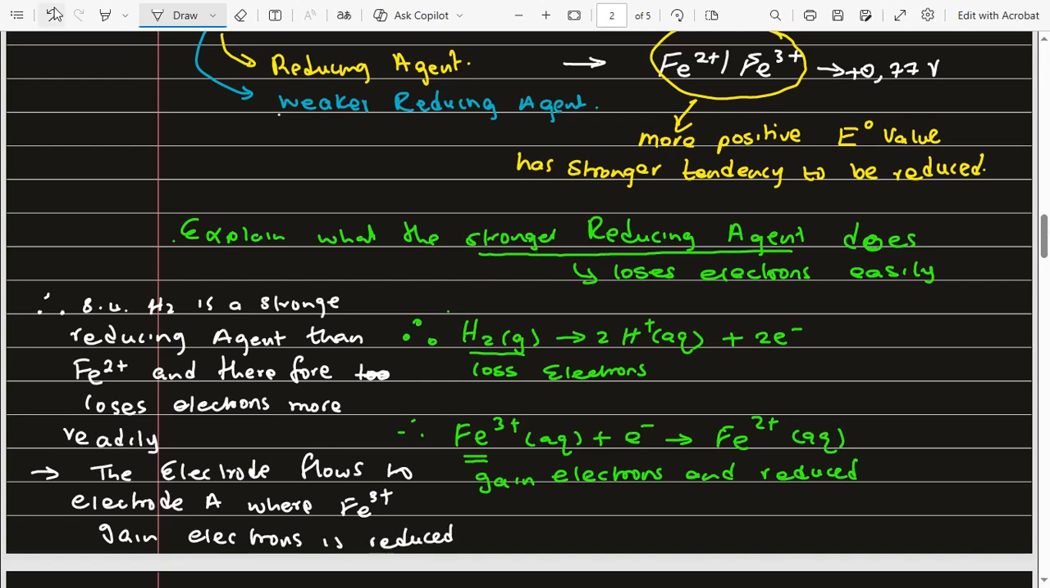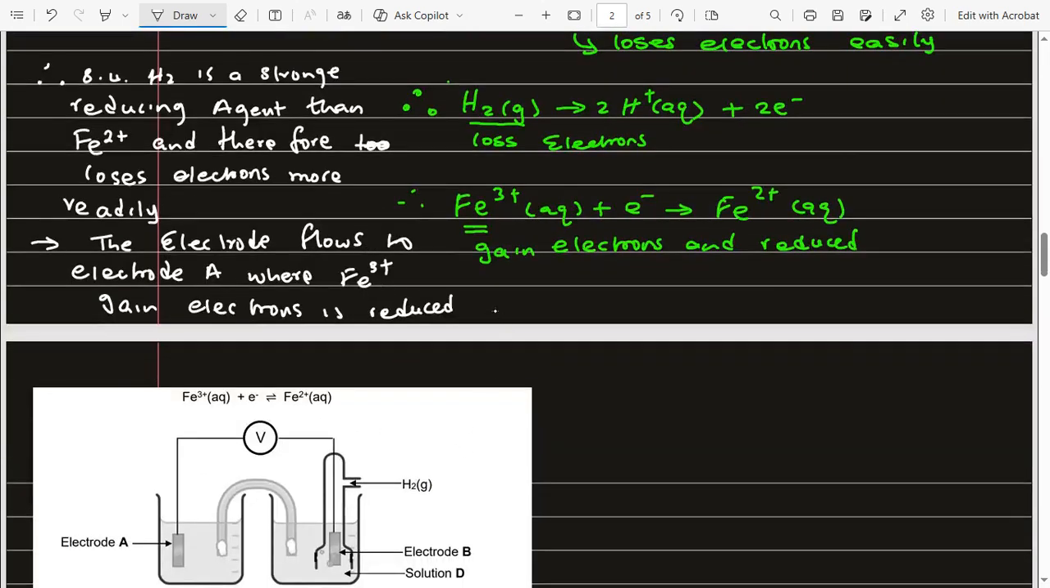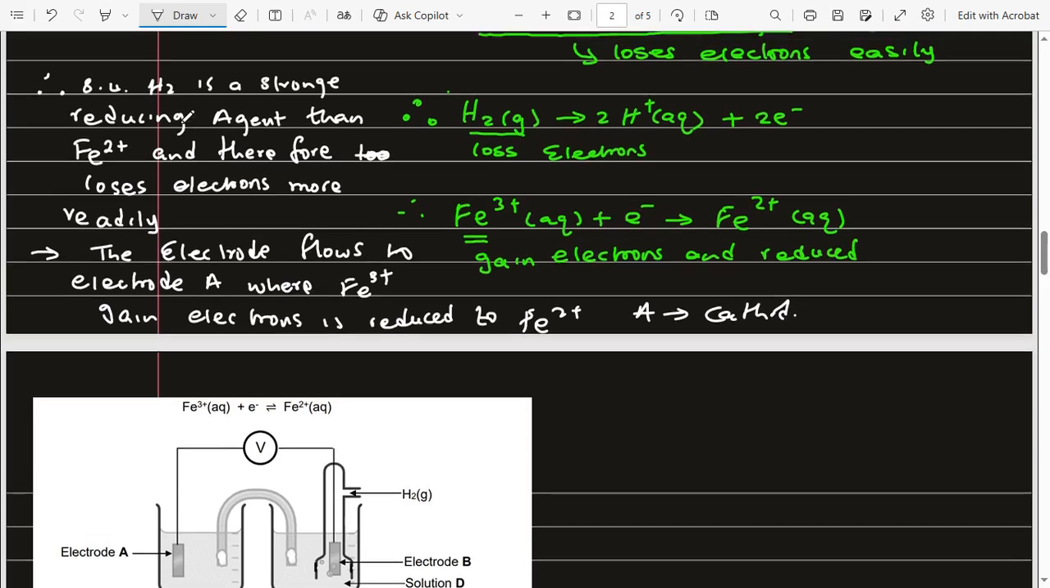Okay, I hope you guys are happy about that answer. I know that we are taking so much time. It's fine, we are learning here. It's reduced to Fe2+. Okay, so since the reduction occurs at electrode A, A is the cathode. So this is your answer for that 8.4.